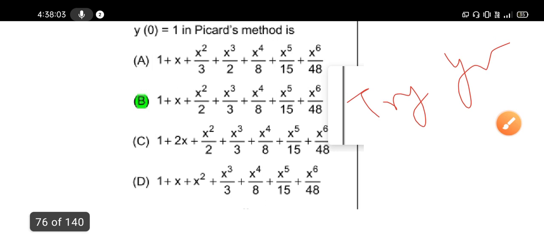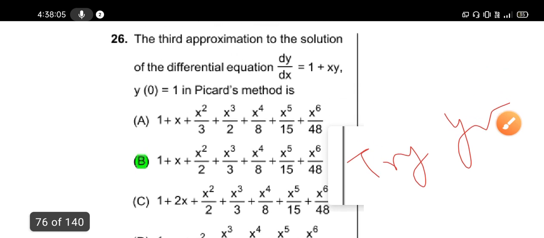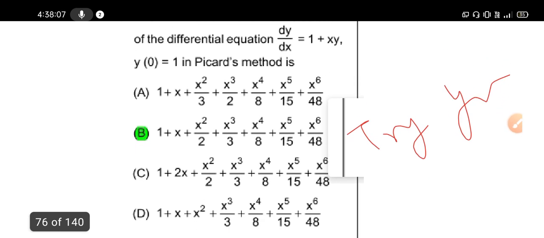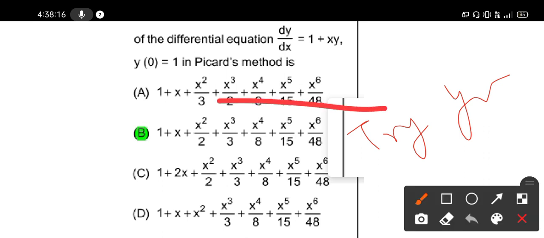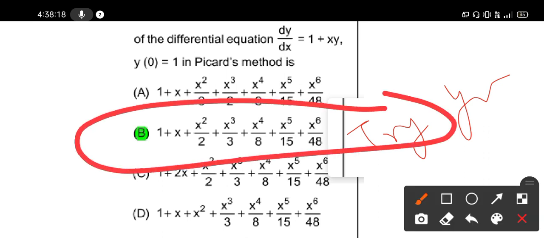Option B is correct. The third approximation to the solution of the differential equation dy/dx is equal to 1 plus xy, with condition y(0) is equal to 1, in the Picard method. What is the Picard method? Put this value, and finally option B is correct.